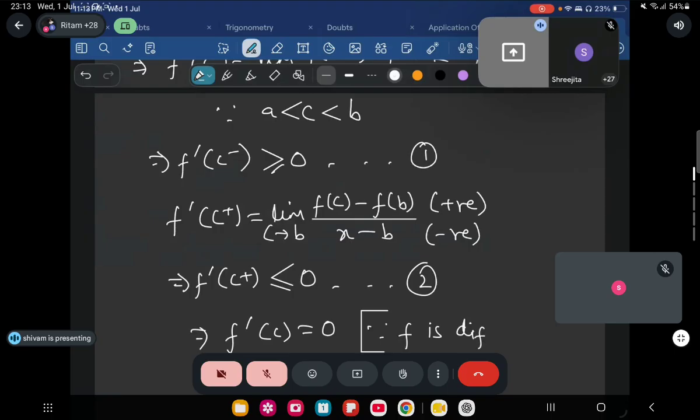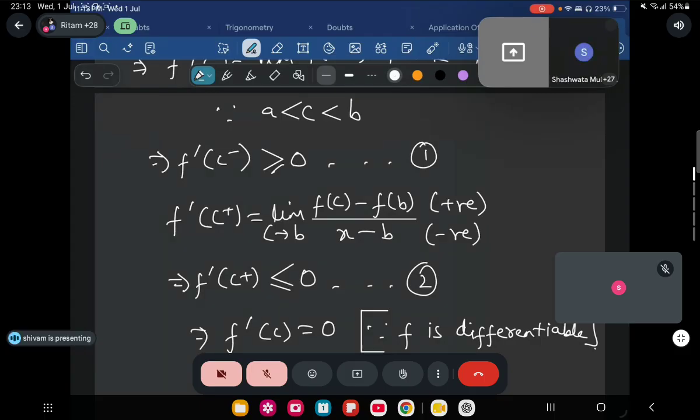Since the function is differentiable, I can say that f dash at C will be equal to 0. Tell me, are you people getting yes or no? Anyone having any doubt, you can ask me now. Tell me, is it clear to everyone?